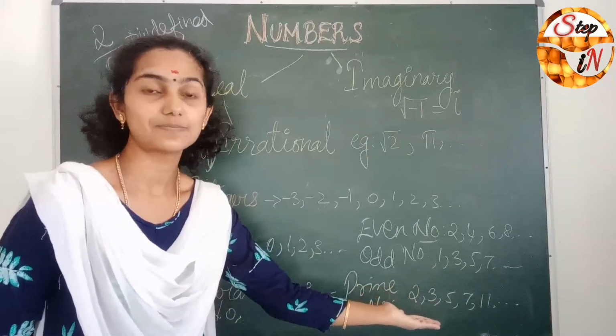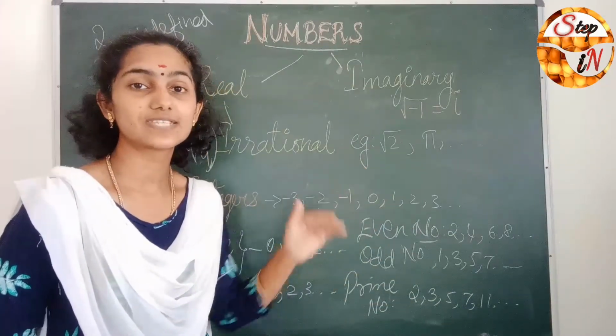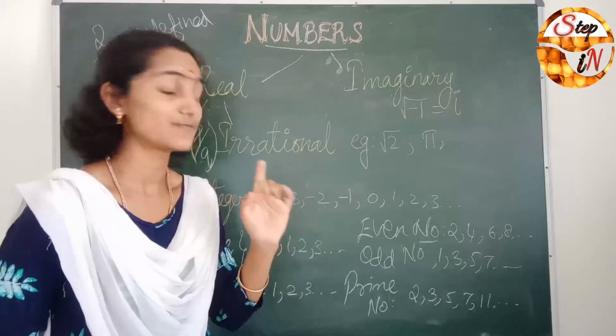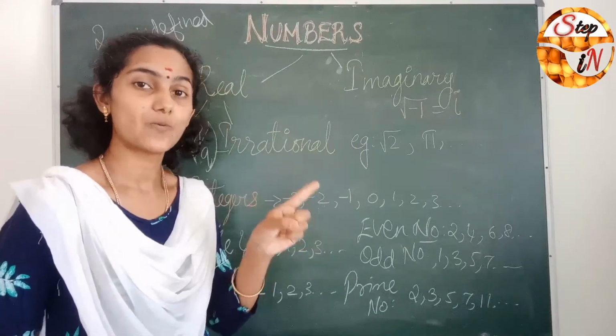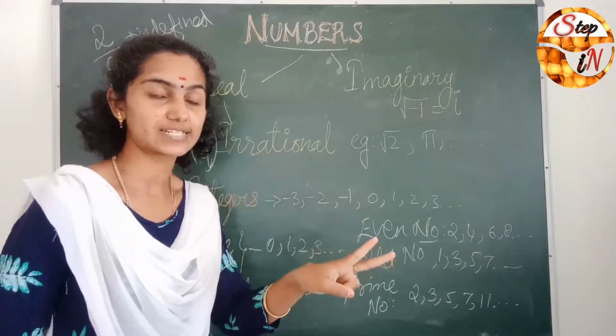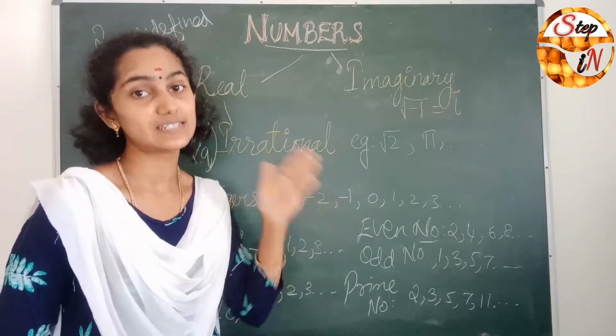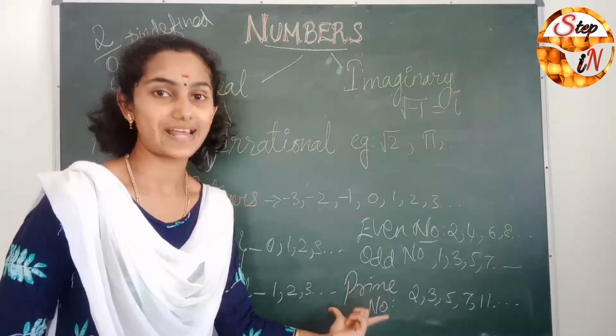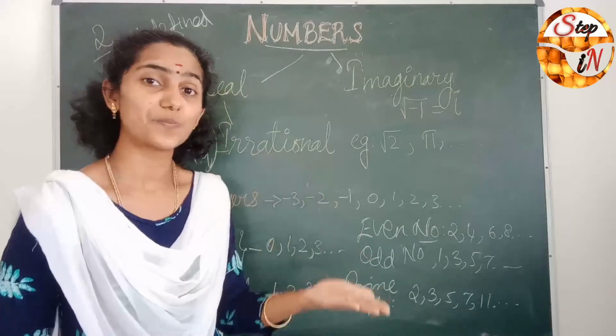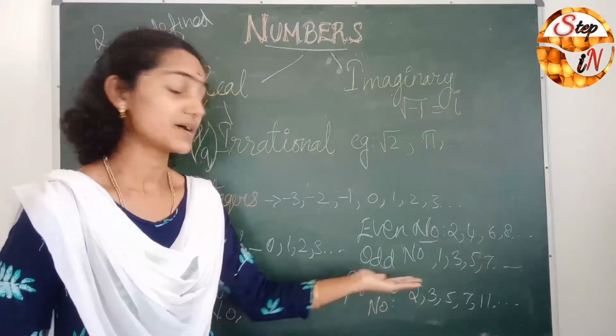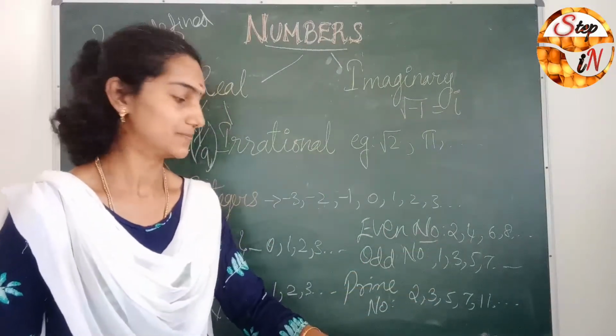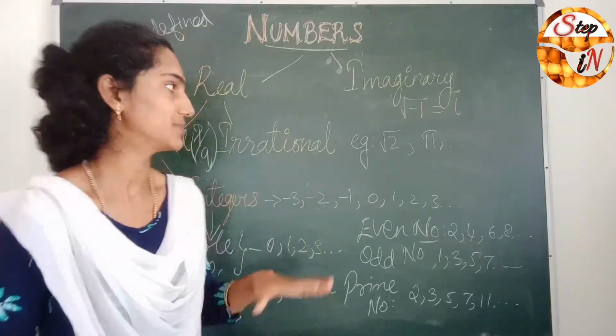If we take the number 3, it is divisible by 1 and 3. That is, the factors of 3 are 1 and 3. Only two factors, 1 and the number itself. That is called a prime number. And what about composite numbers? All the numbers other than prime numbers are said to be composite numbers.